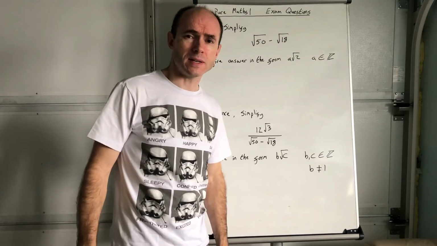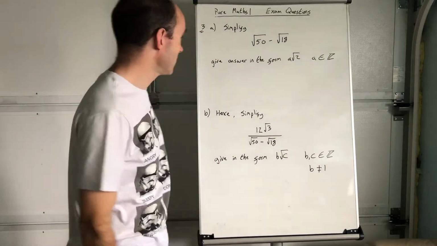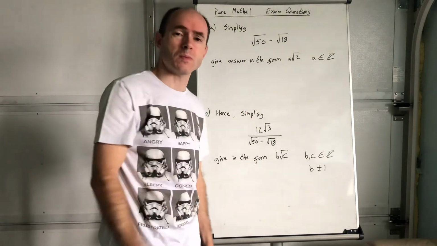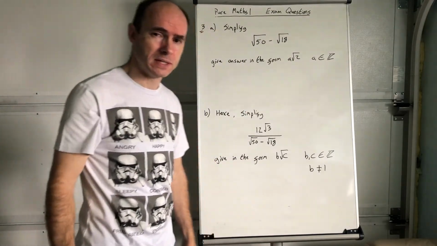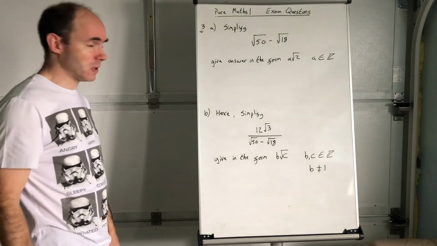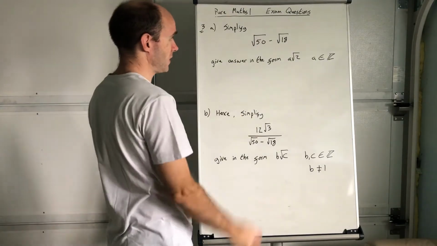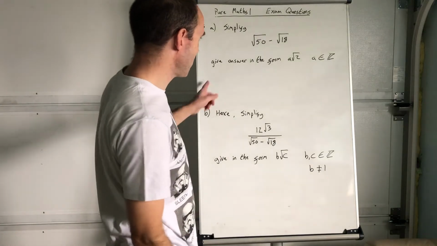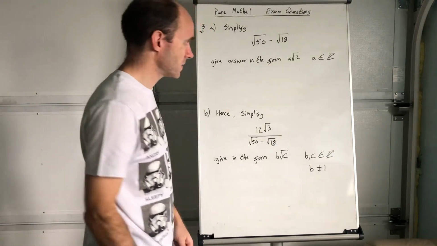Okay, so next up is another question 3, just because these sorts of questions normally come fairly early on in the paper. So there you go, pause the video, have a go at it. Simplify root 50 subtract root 18, give your answer in the form a root 2.